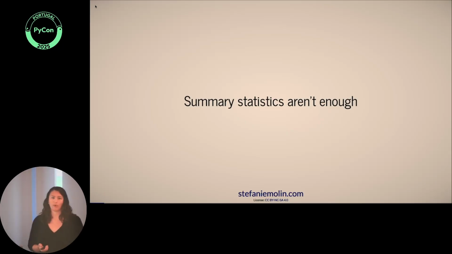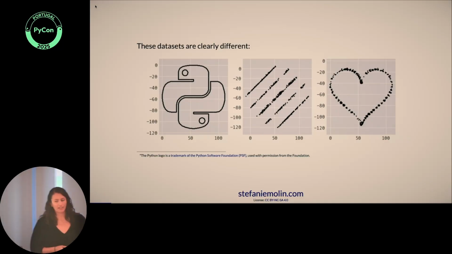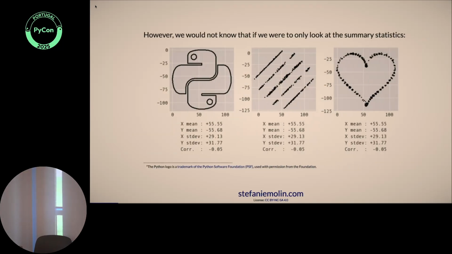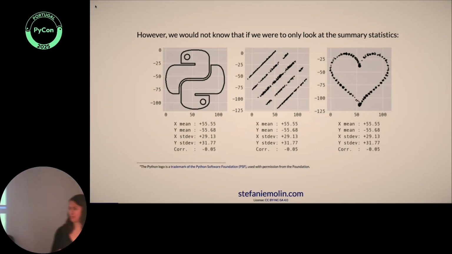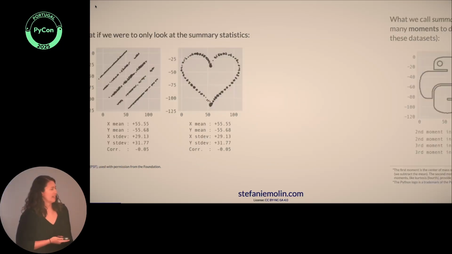So let's talk about first why summary statistics aren't enough to describe your data. If we look at these three data sets, we all agree that they're very obviously different. But if we had looked at the summary statistics, so the mean in X and Y, the standard deviation in X and Y, and the correlation coefficient, particularly the Pearson correlation coefficient, they're exactly the same. So if we had just looked at the numbers, it could have been any one of these or an infinite number of other ways those points could have been arranged. So it's clear that that tells us nothing.